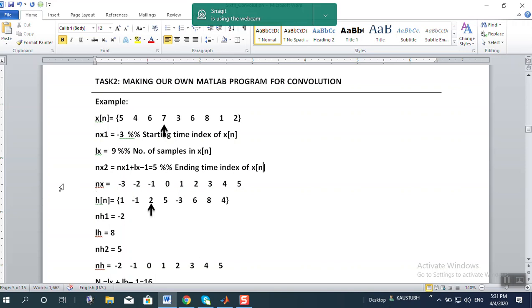Okay, so therefore the total time scale nx, which is nx1 to nx2, is the time scale for x of n.